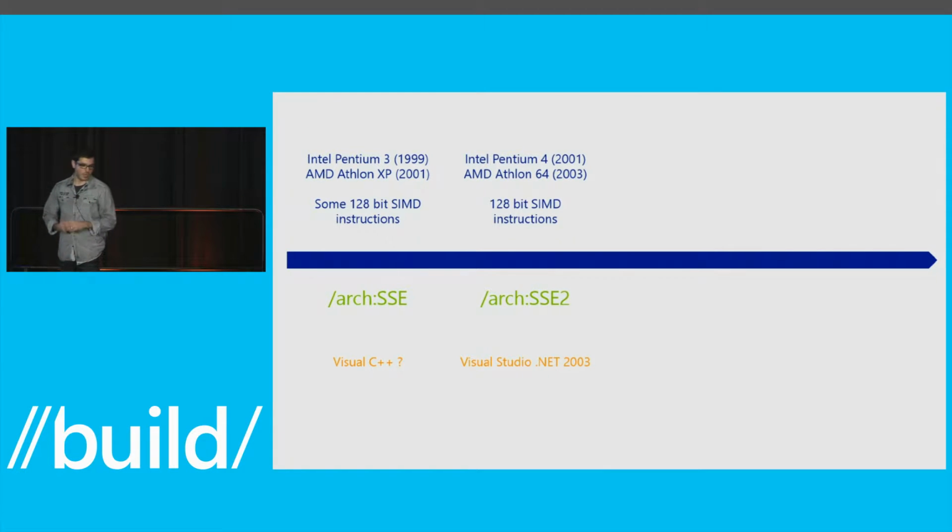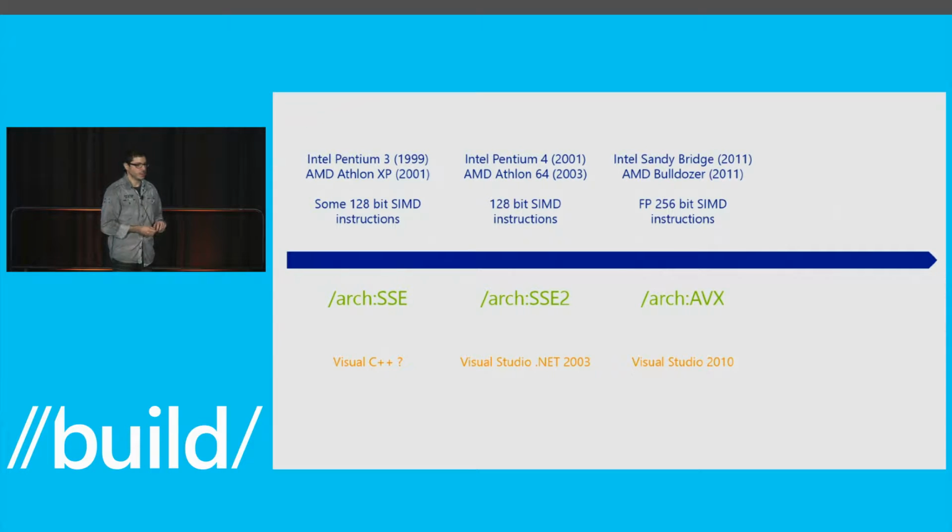Somewhat more recently, we're talking SSE2 stuff. So that started in the Intel Pentium 4 around 2000, 2001, the AMD chip as well in 2003. Visual Studio .NET 2003 gave us the /arch:SSE2 switch, which really rounded out the 128-bit vector instructions.